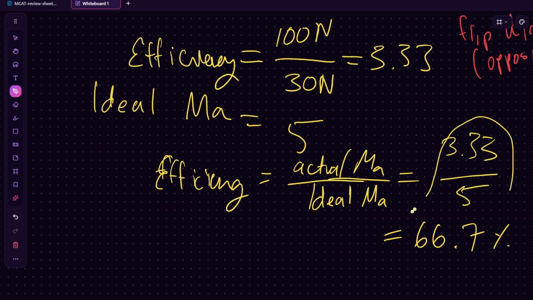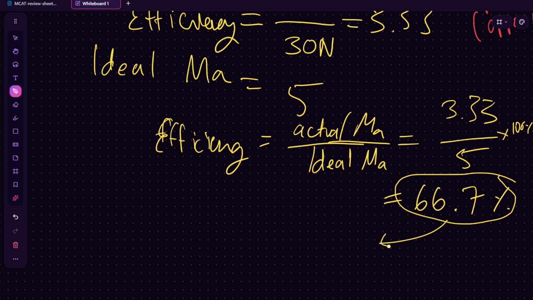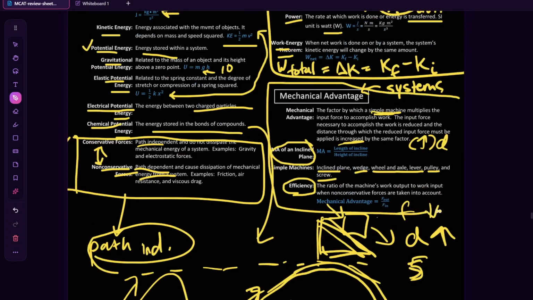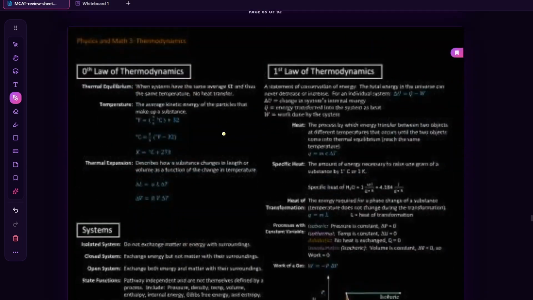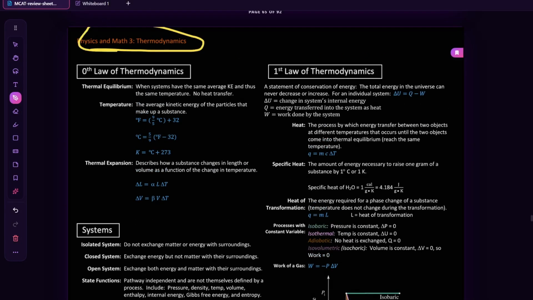By the way, if you don't know how to do your percentages, you just do this division times 100%, and that'll give you your percentages, for those who need a quick basic math review. So 66.7% means the ramp is running at an efficiency of 66.7%, so you lose a little over a third of your effort compared to the ideal case. Understanding how all of this works together and doing practice problems will help you in the end. All right, now we can go on to thermodynamics, which is chapter 3.